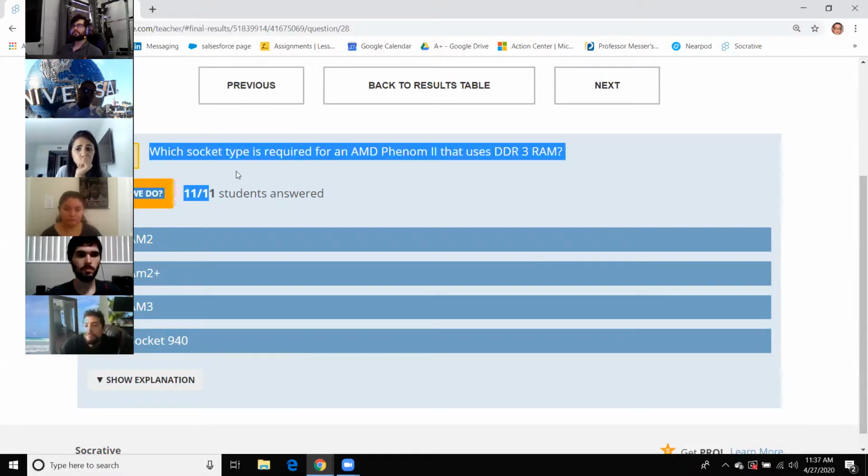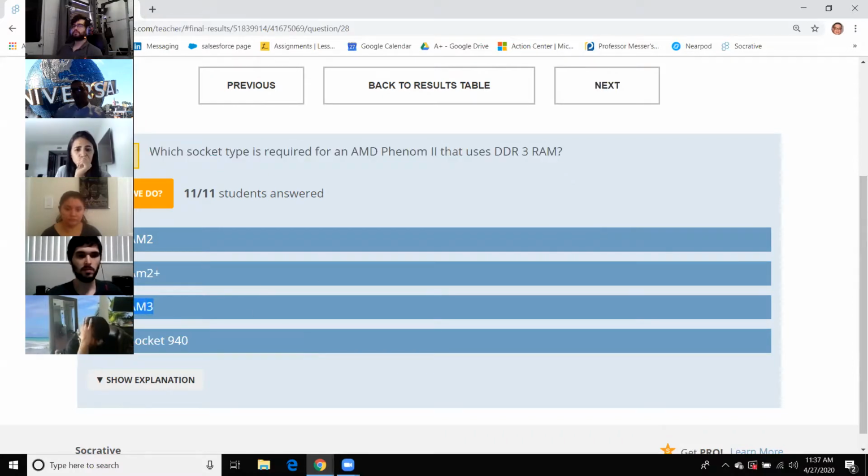Which socket type is required for an AMD Phenom II that uses DDR3 RAM? AM3. C. AM3? Yeah. Yes, it is. AM3.